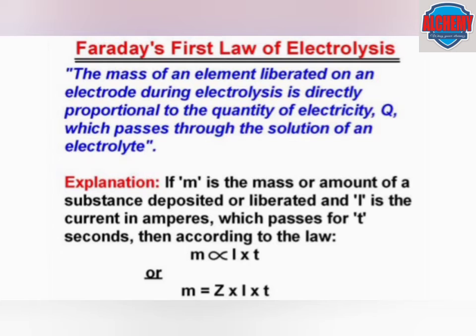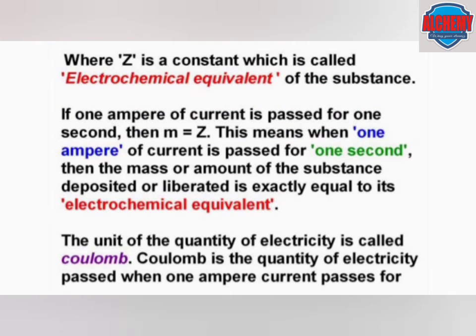If M is the mass or amount of substance deposited or liberated and I is the current in amperes which passes for T seconds, then according to the law, M is proportional to I into T, or M equals Z into I into T, where Z is a constant called the electrochemical equivalent of the substance.